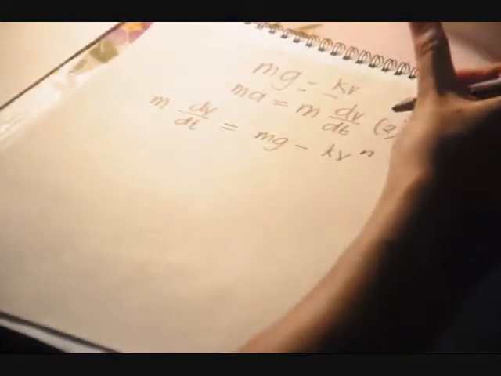the motion. Newton's second law can be written as ma equal to m dv over dt, where a is the acceleration. Equating these two equations gives m dv over dt is equal to mg minus kv raised to n. Remember that W is equal to mg.